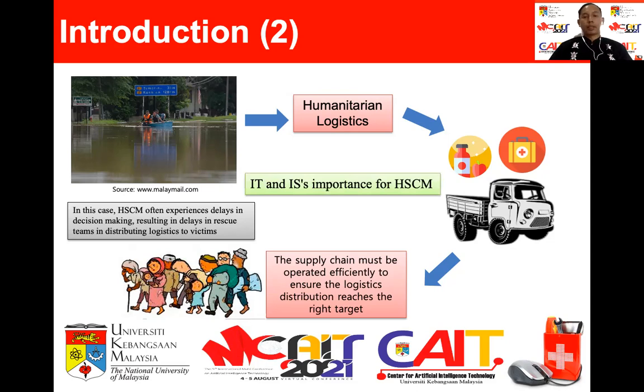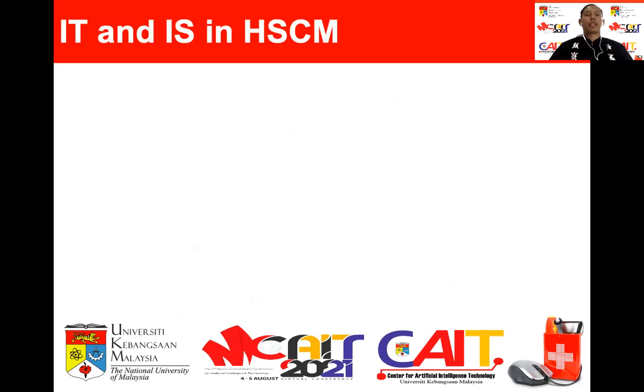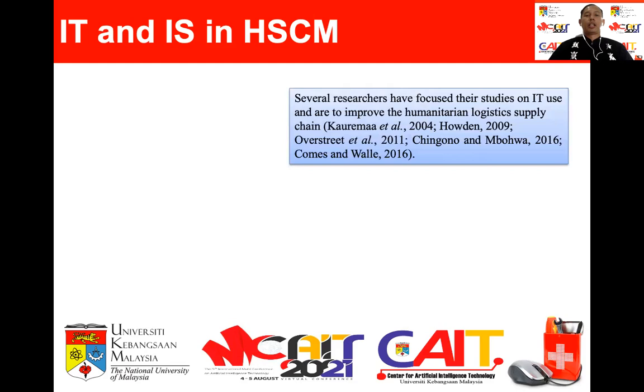So in this research, I will explain why IT and IS become important for HSCM, and the IT and IS trend in HSCM in handling natural disaster. So, IT and IS in HSCM. Several researchers have focused their study on IT and how it improves the humanitarian logistic supply chain. For example, Kaurama et al. 2004, Howden 2009, until Combs and Whale 2016.